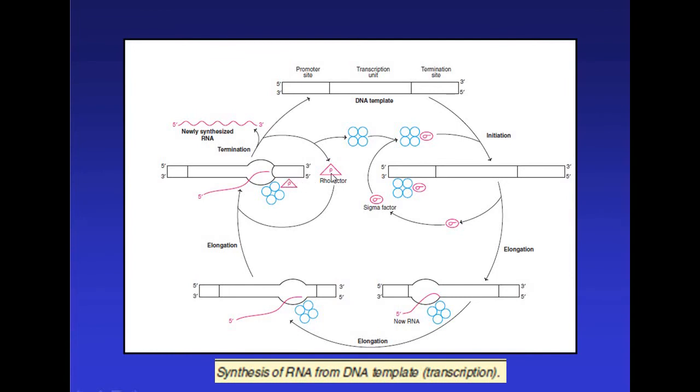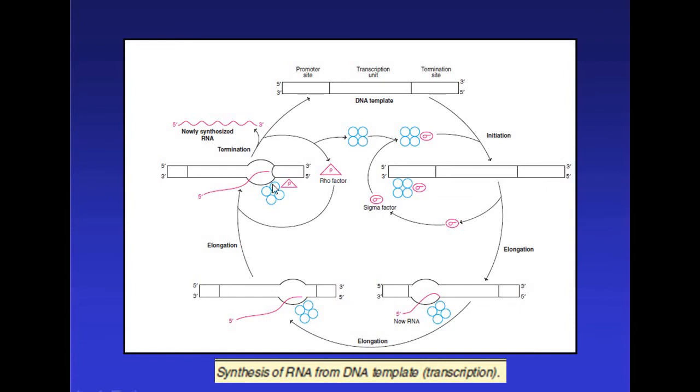A protein which is known as the Rho factor binds to the RNA at the termination site and terminates the transcription and releases this RNA. This is the newly synthesized RNA. The Rho factor is also responsible for the dissociation of the RNA polymerase from the DNA.